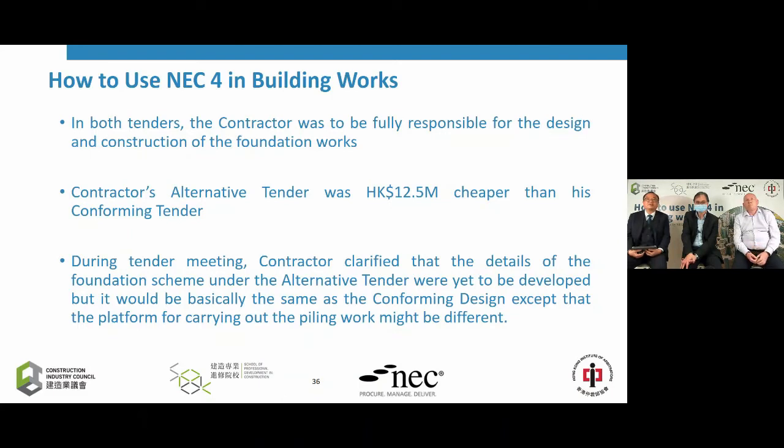And the contractor's alternative tender was more than 12 million Hong Kong dollars cheaper than the conforming one. During the tender meeting, the contractor clarified that there would not be too much difference between the two designs, except that in the alternative design, the platform for the piling work would be a bit different. On one hand, they may have a steel platform. On the other hand, they may backfill the excavation from the old basement back to ground level before they do the piling work.